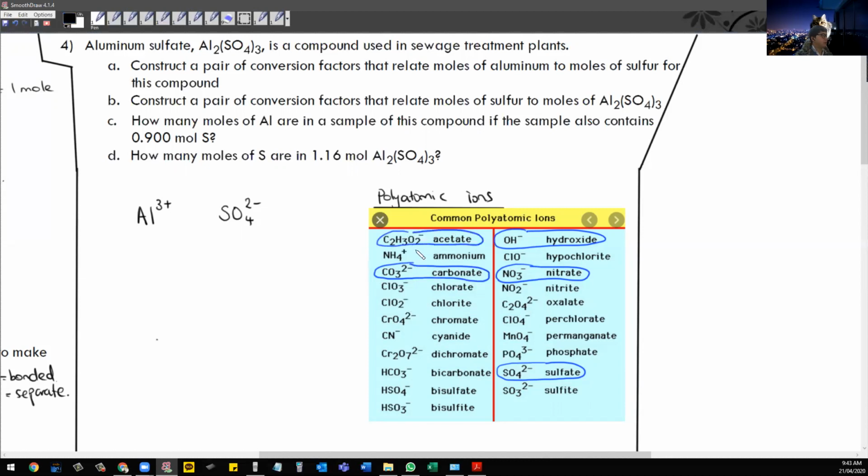So there's ammonium. These will show up, I think, in year 11. The other ones, not so much, maybe in year 12. These ones will show up in year 12, I think. Chromate, so dichromate, and permanganate. I think phosphate is year 11.